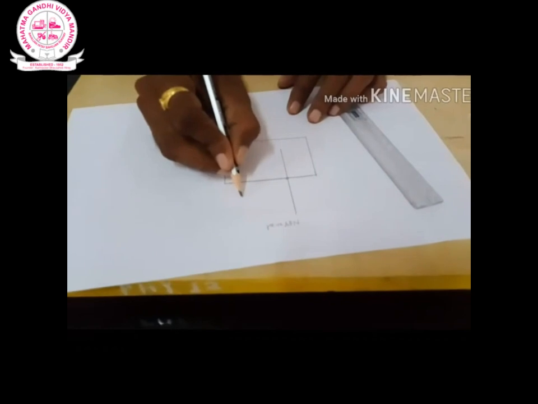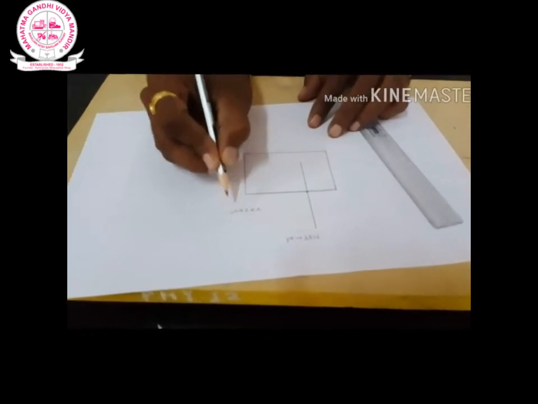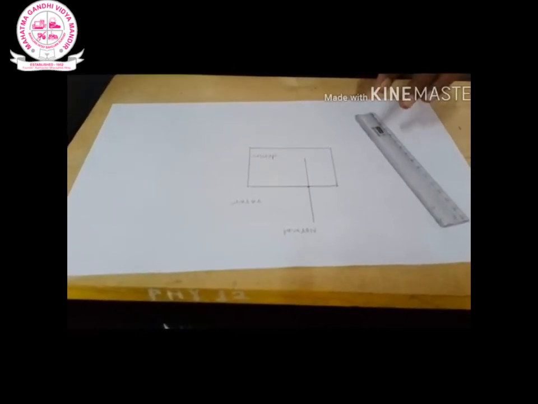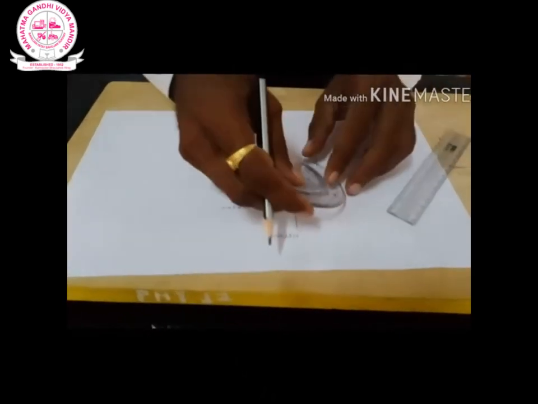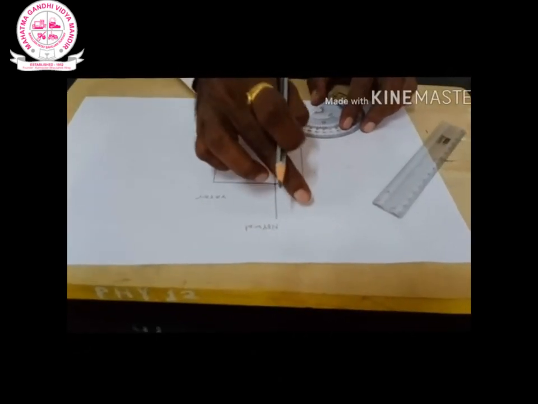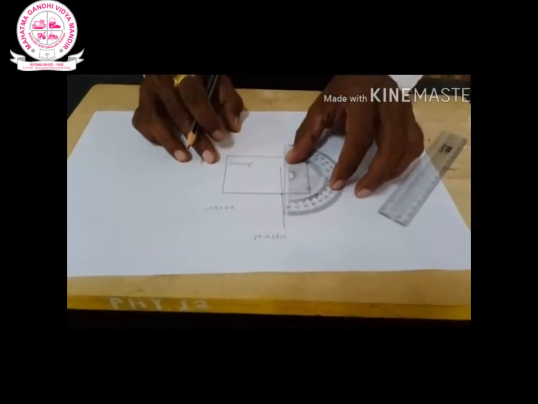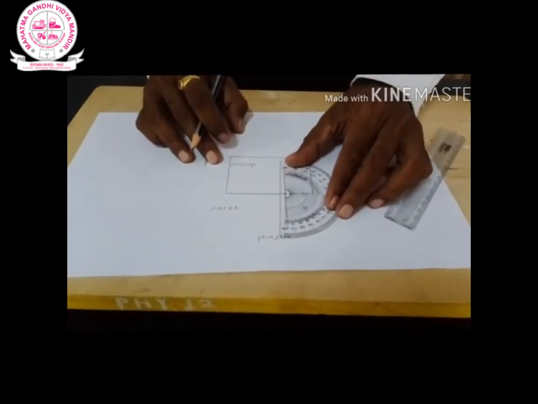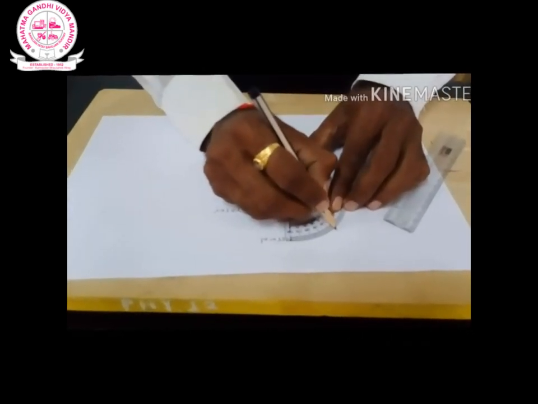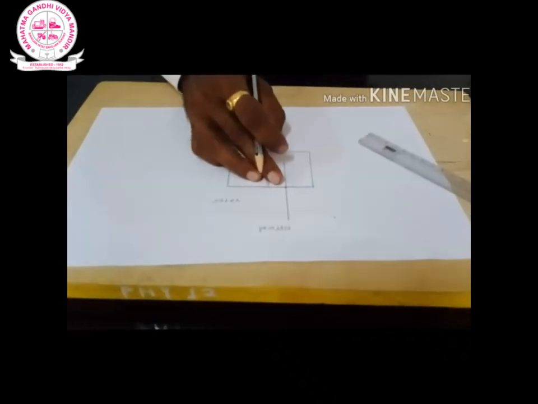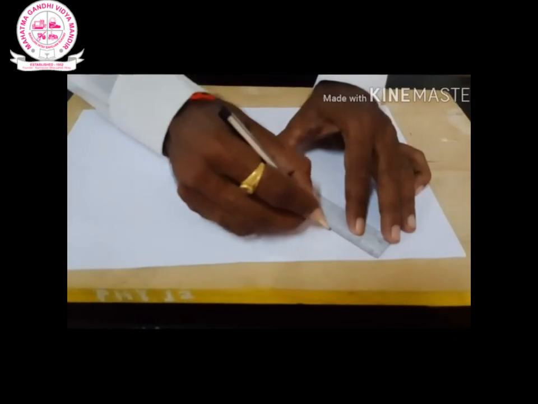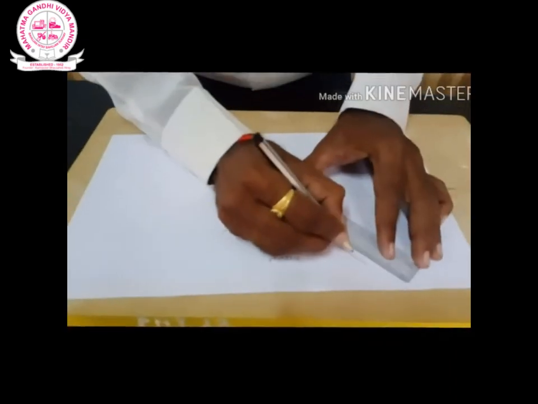Now outside the slab, this is rarer medium, and inside the glass slab, this is a denser medium. Now using protector, draw angle of incidence. Now what is angle of incidence? The angle between incident ray and normal is called angle of incidence. Now here we take the angle of incidence of 45 degree, using protector. Now this is angle of incidence of 45 degree, and this is incident ray.